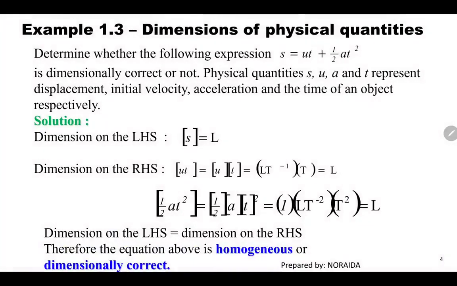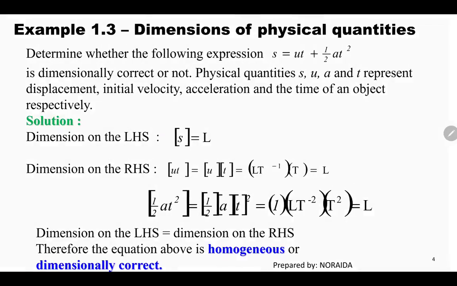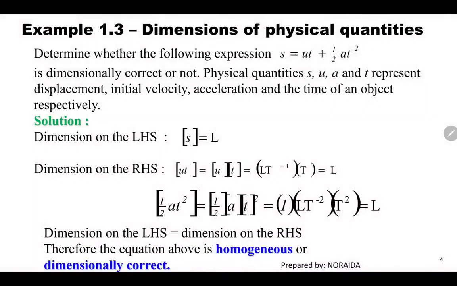Next, dimension of half is 1. Dimension of A is LT to the power of -2. Dimension of T to the power of 2 is capital T squared. Therefore, dimension of half AT squared is equal to L. Dimension on the left-hand side is equal to dimension on the right-hand side of the expression. Therefore, the equation above is homogeneous or dimensionally correct.